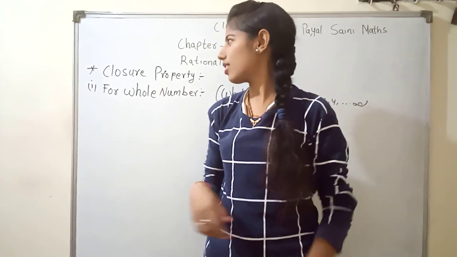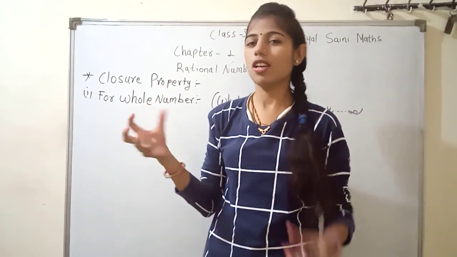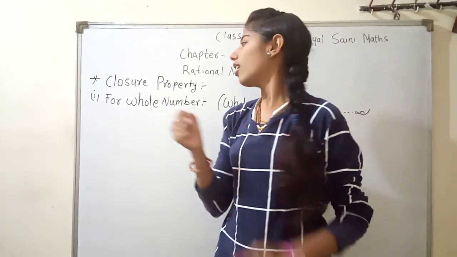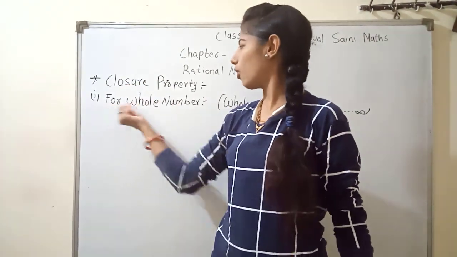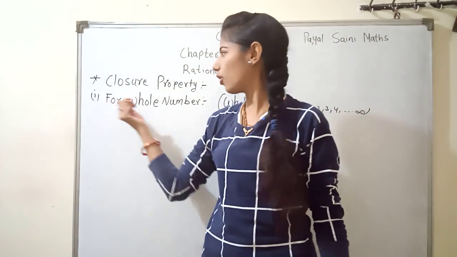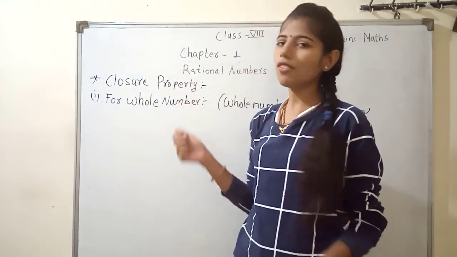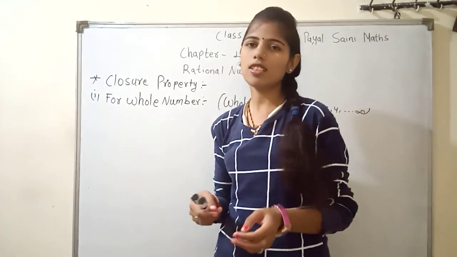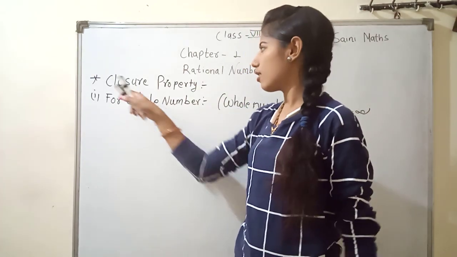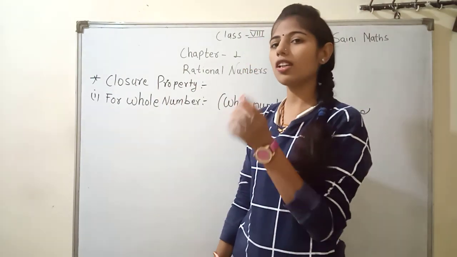Today we start closure property. Closure property for whole numbers. Simply, closure means if you add or multiply two numbers, then your answer should be in the same set. It means the answer comes in the same kind of number.